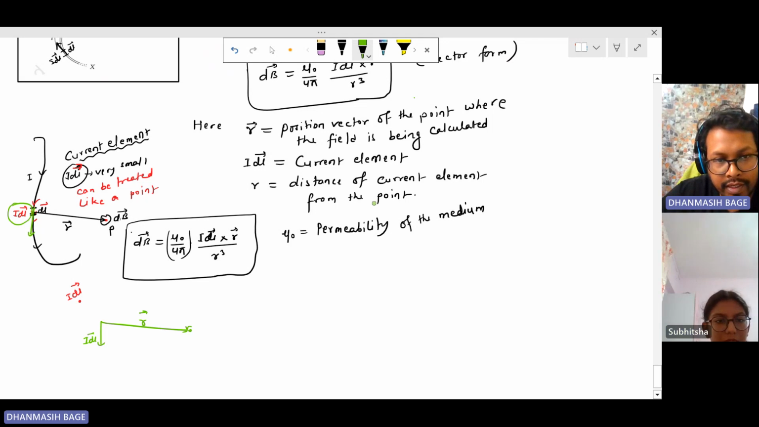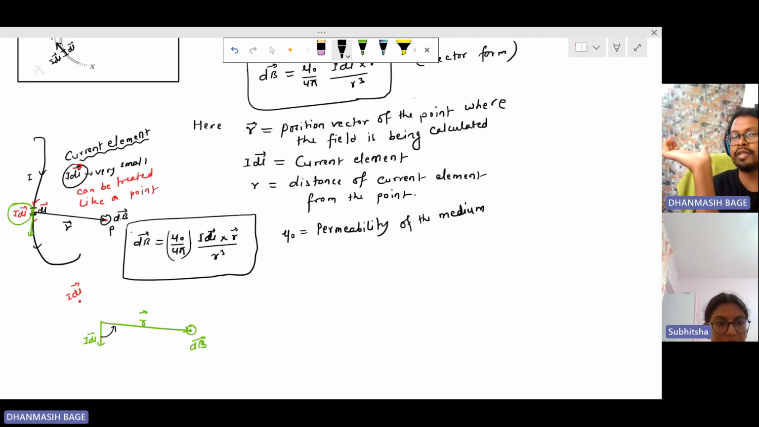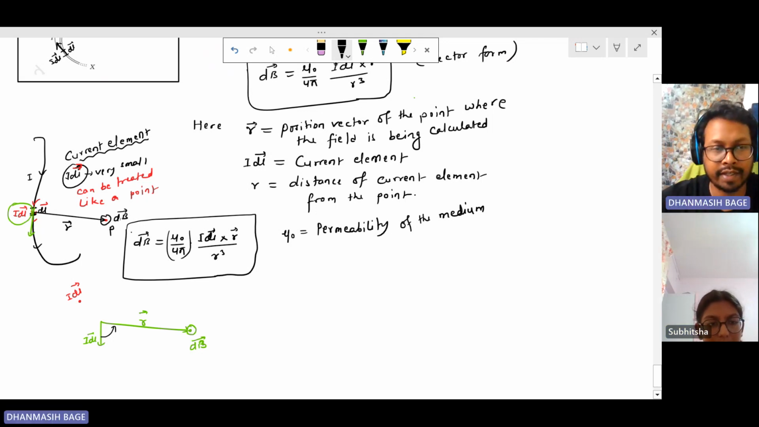At this point, we are trying to find out the magnetic field. The magnetic field at that point is the dB vector. What is the direction of this dB vector? How do we find out the direction of a cross product? Inwards, right? Correct. I dl cross r, curl your fingers... outward. So the magnetic field will be just outward.